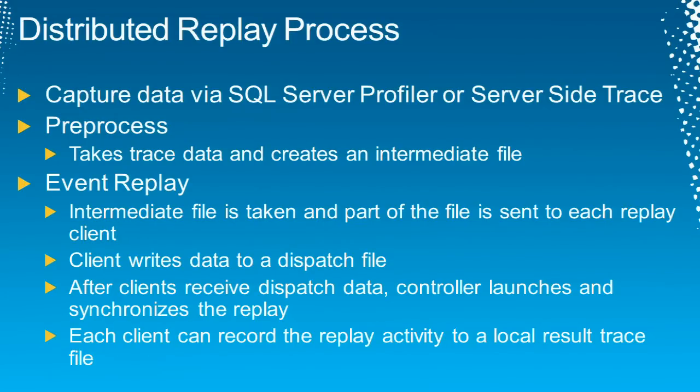So once pre-processing is done, and it's relatively quick, then you can do the event replay. At that point, it's going to take that intermediate file that it's created, parse that up based on however many clients are currently connected to it, and farm that workload out to them. Once those replay clients get all their data, they're going to start replaying against the server to make sure that everything is getting pushed to the server in the appropriate order so that consistency is maintained between threads and whatnot.